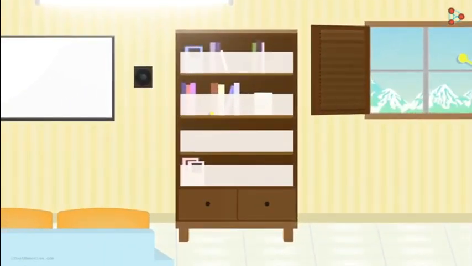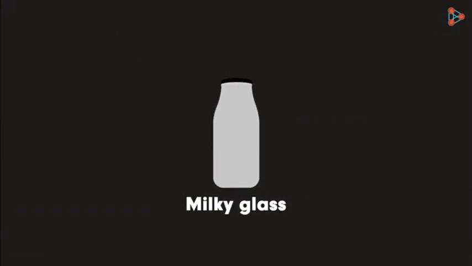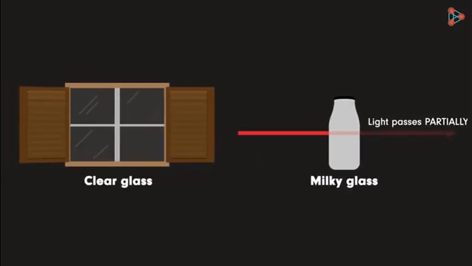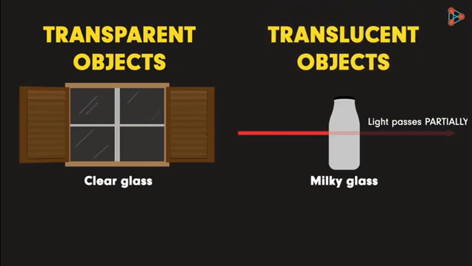Now look at this shelf which has a milky glass. Are we able to see what's inside? Well, we can't see the things clearly, but you do see something, right? You can probably guess that books are kept inside. Yes, milky glass allows light to pass through it, but only partially, and one can see some light coming through it. What is the difference between the two? While the objects like clear glass are called transparent objects, the objects which allow light to pass through it partially are called translucent. We can easily think of examples of opaque objects.